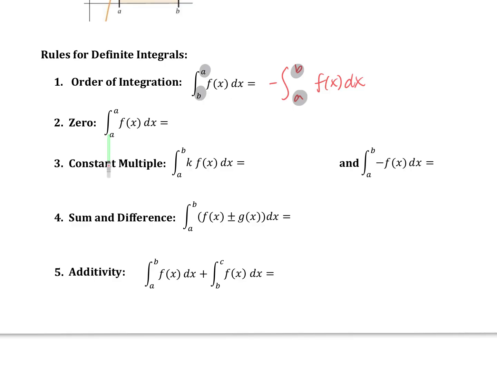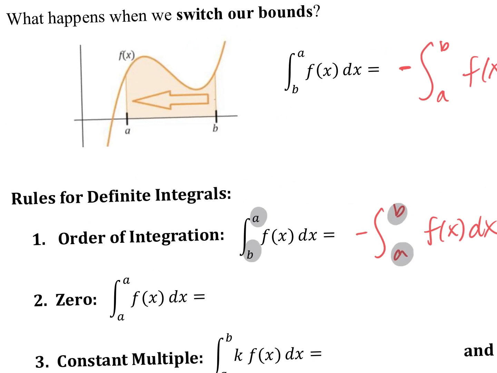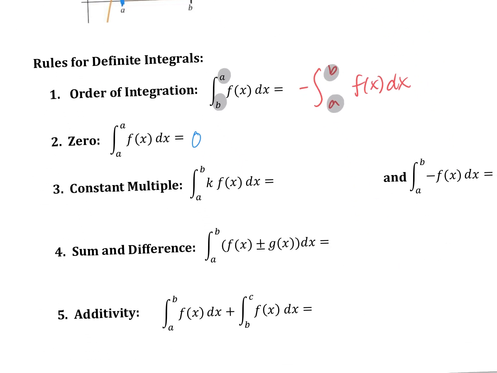What do you think my area would be if I found the area from A to A? Yeah, you're like, okay, wait. If you want me to find the area from A to A, how big do you think that's going to be? Nothing. Anytime those bounds match, we've got no area.